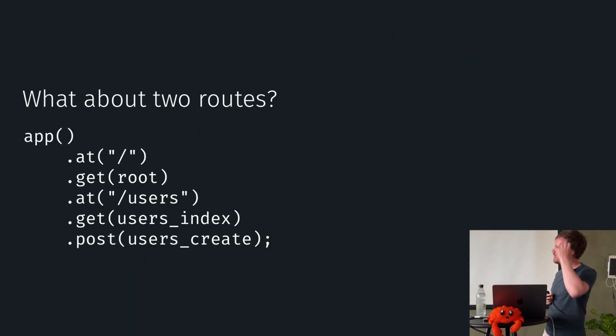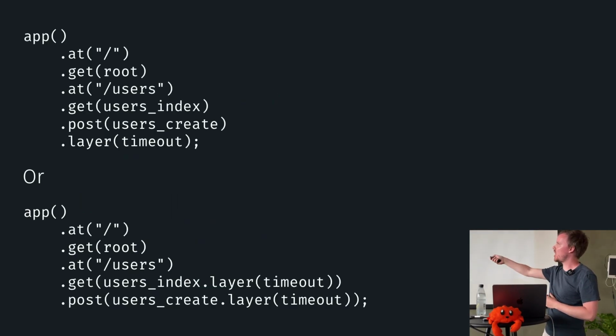Both of these could probably work. But then you're like, what if I have multiple routes? And let's say that I only want the middleware for these 2 routes. So I don't want a middleware up here. What do you then do? Well, if you do the top one, where you call layer at the very end, it seems like you're adding the layer to everything above it, which includes root, which is not what we want. And then if you do the other version, now you have to repeat timeout twice, which is not the end of the world, but it would be nicer if we could only say that layer once.